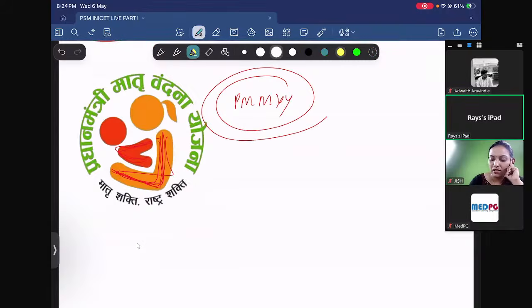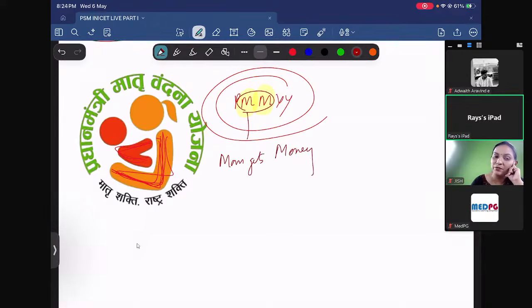What is this? It's not a checkup. This is actually a monetary benefit, where the mother gets money. So remember M and M, PMMVY. This is how you can remember it: mom gets money. So PMMVY, mom gets money.